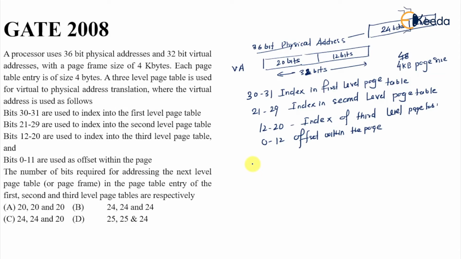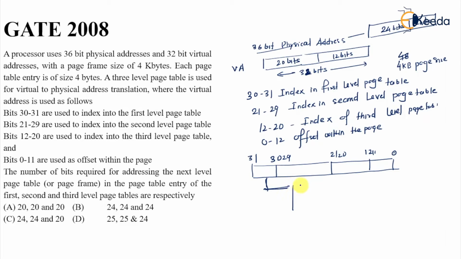So in this case, this entire 20 bits will be divided into parts. The first index will be bits 30 and 31 for the first page level, bits 21 to 29 for the second level, the third level is bits 12 to 20, and finally 0 to 11. In the first level page table, since we have only 2 bits, there will be only 4 page table entries: 1, 2, 3, and 4.